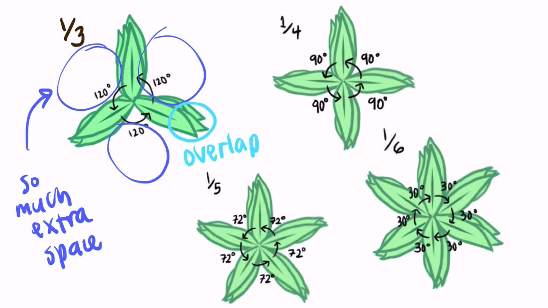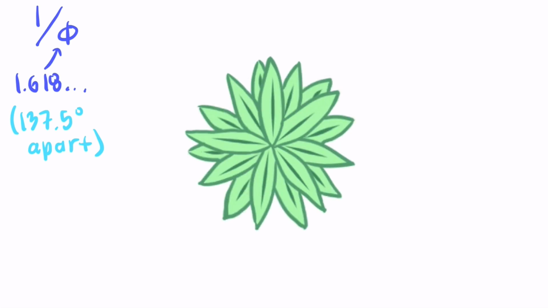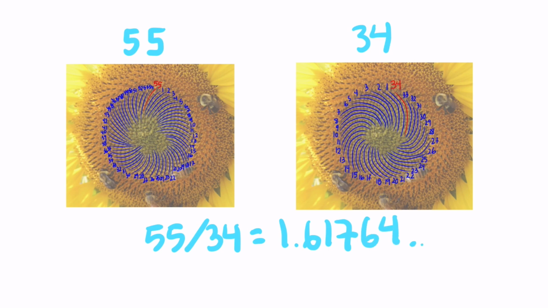Same with these other fractions. Let's try 1 over a funkier, irrational number. Going back to phi, if the leaves are 1 over phi of a circle apart, they would never completely overlap each other, therefore filling up the most space. And this results in 2 spirals showing up, one going clockwise and one going counterclockwise. The ratio between these numbers of spirals would approximate phi.